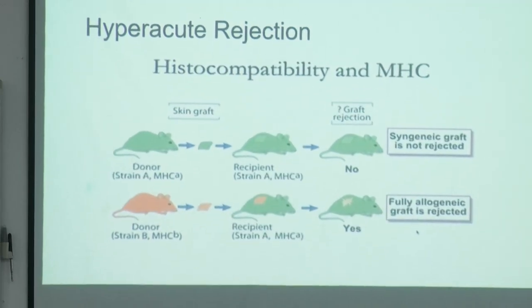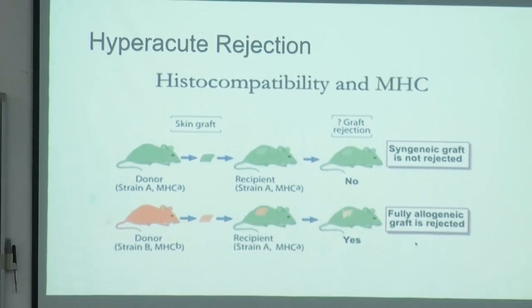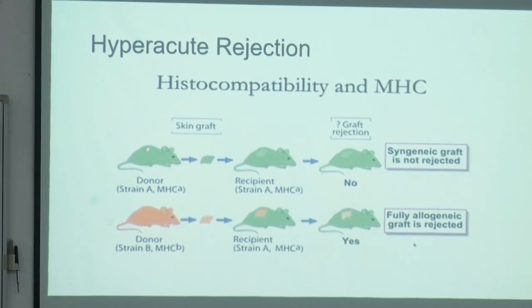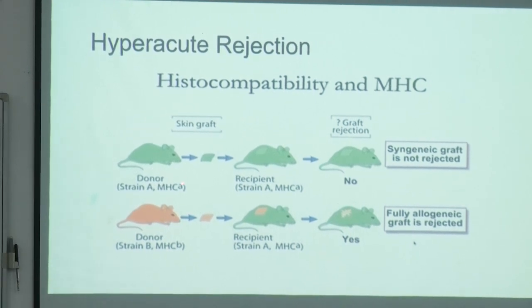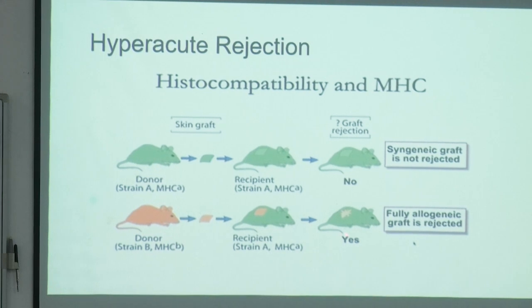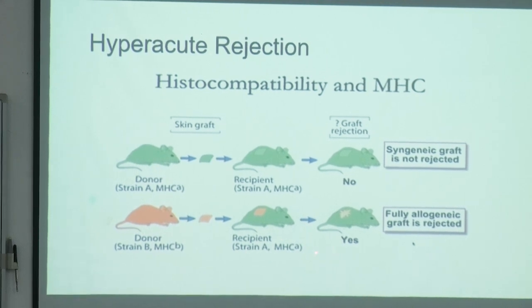Next comes HLA. Look at this. These are mice which have MHC type A. Suppose a skin graft from type A is put on another mouse with MHC type A. The graft is not rejected, or is accepted. However, if the donor is of MHC type B and the recipient is MHC type A, what will happen? The graft will be rejected.